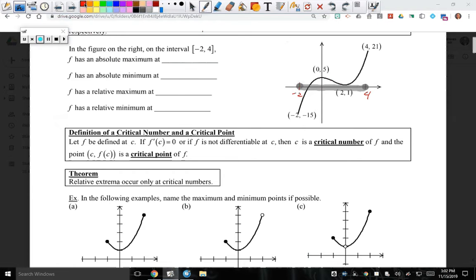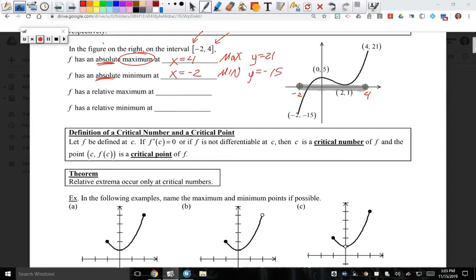Subtle details, but important. So f has an absolute maximum at what? An absolute maximum at x equals 4. What is the maximum? 21. So we'll say the maximum is y equals 21. Absolute minimum at x equals -2. You need the x for sure. And the minimum value is what? -15. These are absolute.